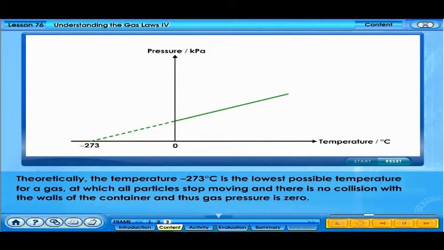Theoretically, the temperature negative 273 degrees Celsius is the lowest possible temperature for a gas, at which all particles stop moving and there is no collision with the walls of the container, and thus gas pressure is zero.